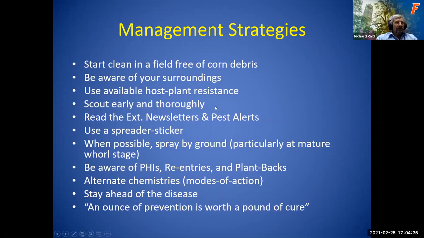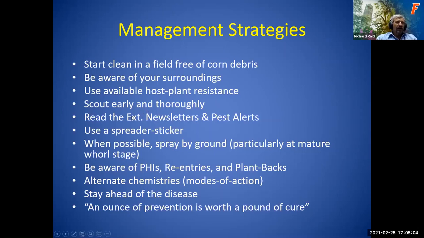I typically would recommend using your mancozeb early on in your growth season. That's a good protectant. You can get good coverage when the foliage isn't thick, and so you can make use of that cheaper compound early on. And then later on, use your more expensive chemistries, your triazoles, strobilurins, and premixtures.